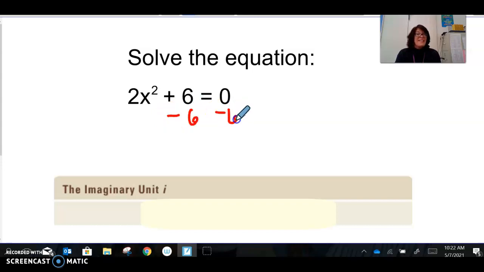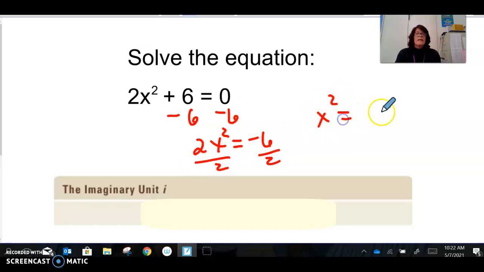Hopefully you would subtract 6 and divide by 2. You get x squared is -3. Typically we would stop there. Okay, in 9th grade, etc., in Algebra 1.